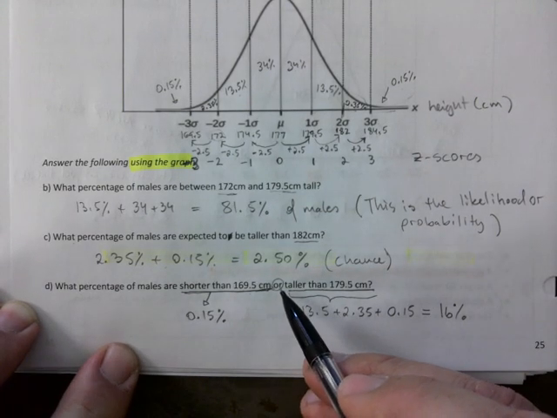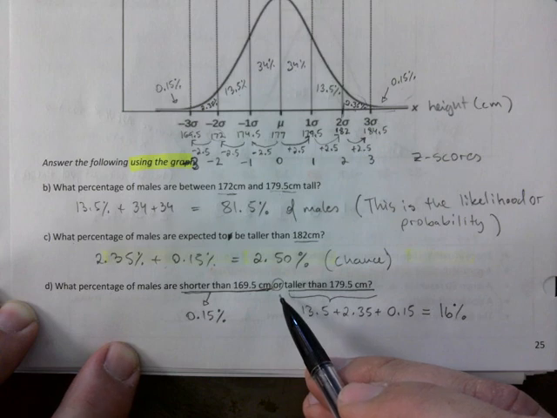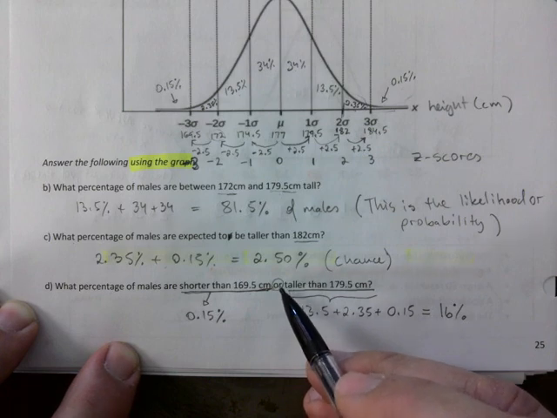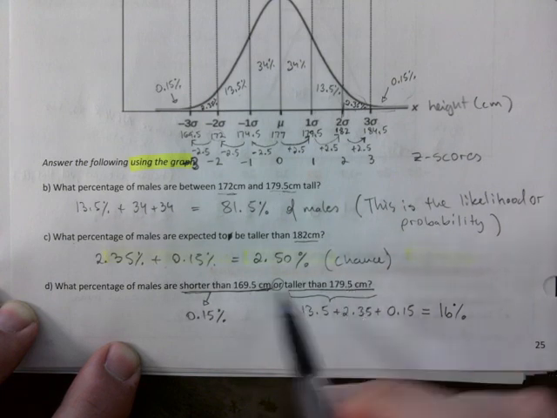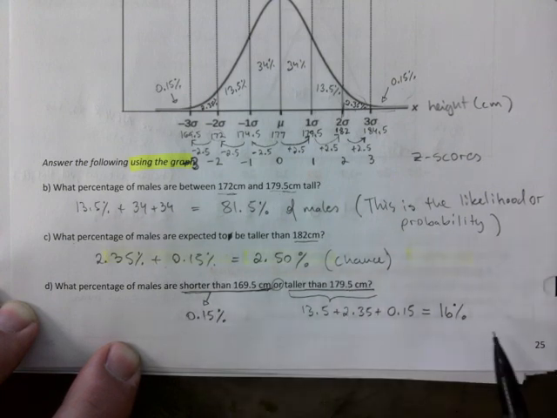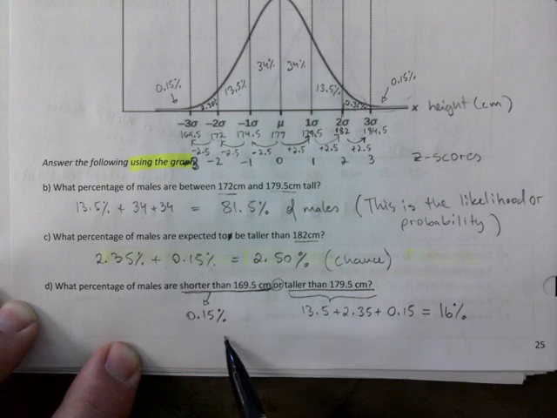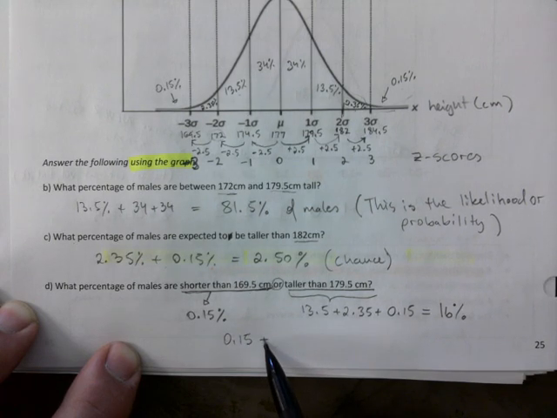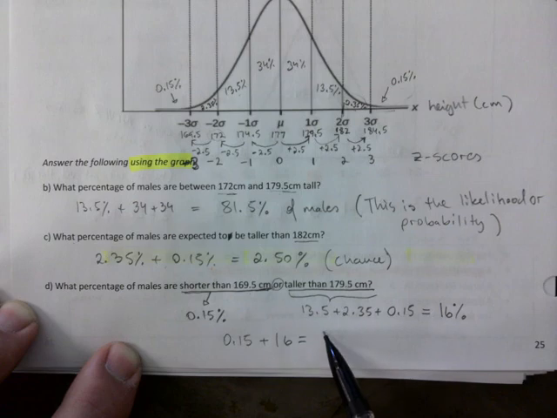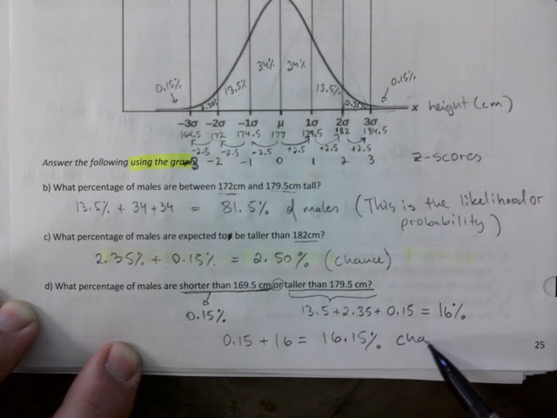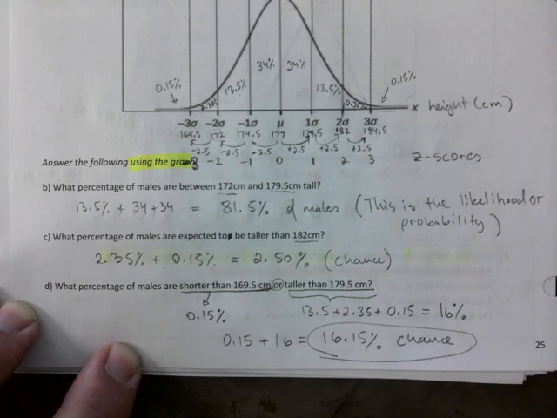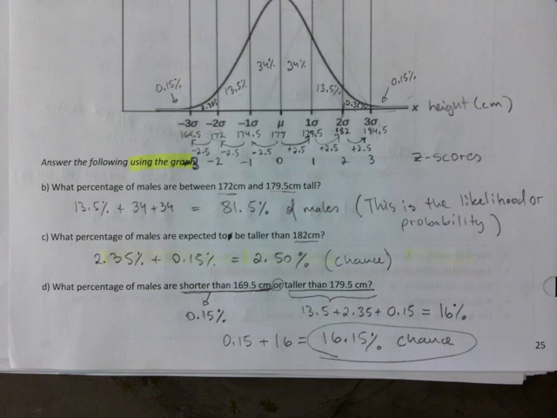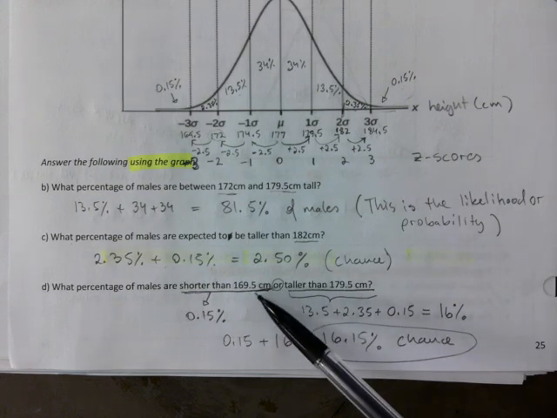And the word or, remember this for grade 12 applied. Or in math is adding. It's this or that, which means we got to combine that. Okay, so 0.15 plus 16, that would be 16.15% chance. Okay, the probability, the percentage of that happening, right, is that.